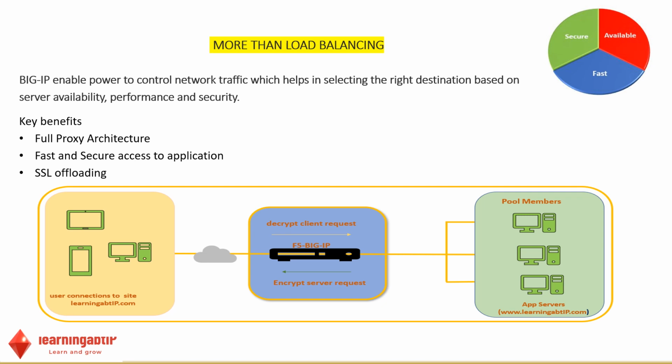For SSL offloading, we have an F5 load balancer that does the SSL offloading, right? The F5 load balancer decrypts the client's request before sending it to the web server, then encrypts the server's response before sending it back to the client. This makes your load balancer a centralized certificate manager.